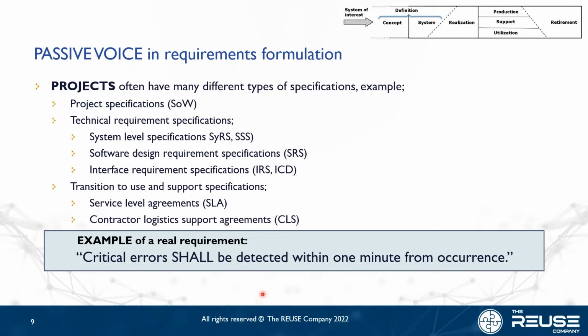And I want you to keep that in mind when we continue this discussion. Because if you take this example, critical errors shall be detected within 1 minute from occurrence. It sounds okay, doesn't it? I think I understand what it is, okay? But is it actually clear for all the stakeholders in the project? Can we have a situation where people think about this requirement in different ways? I would say absolutely. And I will show you why.